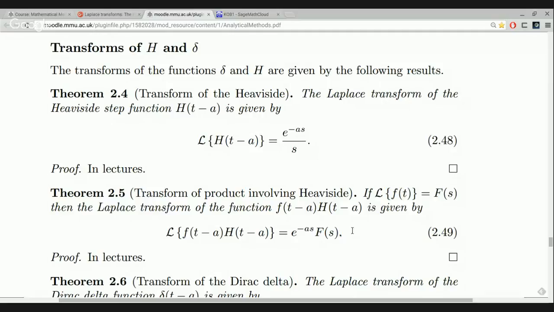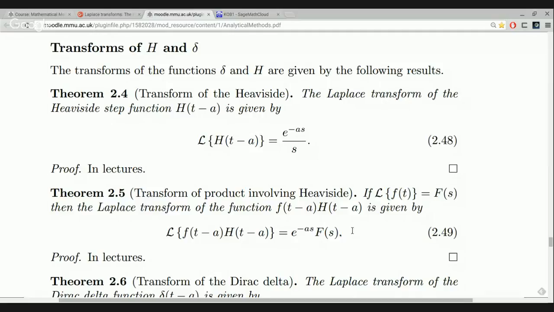Now, we have to change the limits as well. Well, you see the upper limit, as t goes to infinity, what's u doing? Well, u is just a steps behind t. So as t goes to infinity, so does u. As t goes to infinity, u follows behind, the distance a behind, but it gets to infinity too. t begins at a in this integral. So that means u is going to begin at 0.